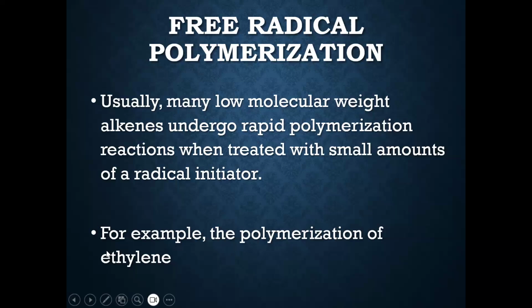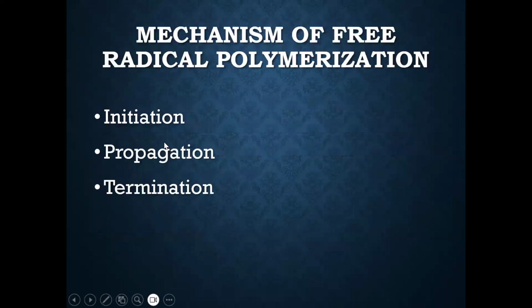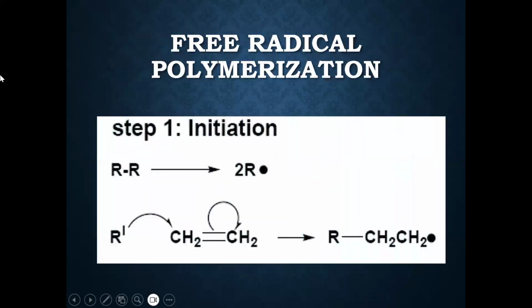For example, the polymerization of ethylene. Ethylene is a low molecular weight alkene. When ethylene is polymerized, the free radical addition polymerization mechanism has three main steps. Initiation, in which a free radical is formed to initiate the reaction. Propagation, in which there is a growth of the chain; the length of the polymer chain is increasing. Termination is the step in which we terminate the growth of the polymer. How does that happen? Let's have an example.